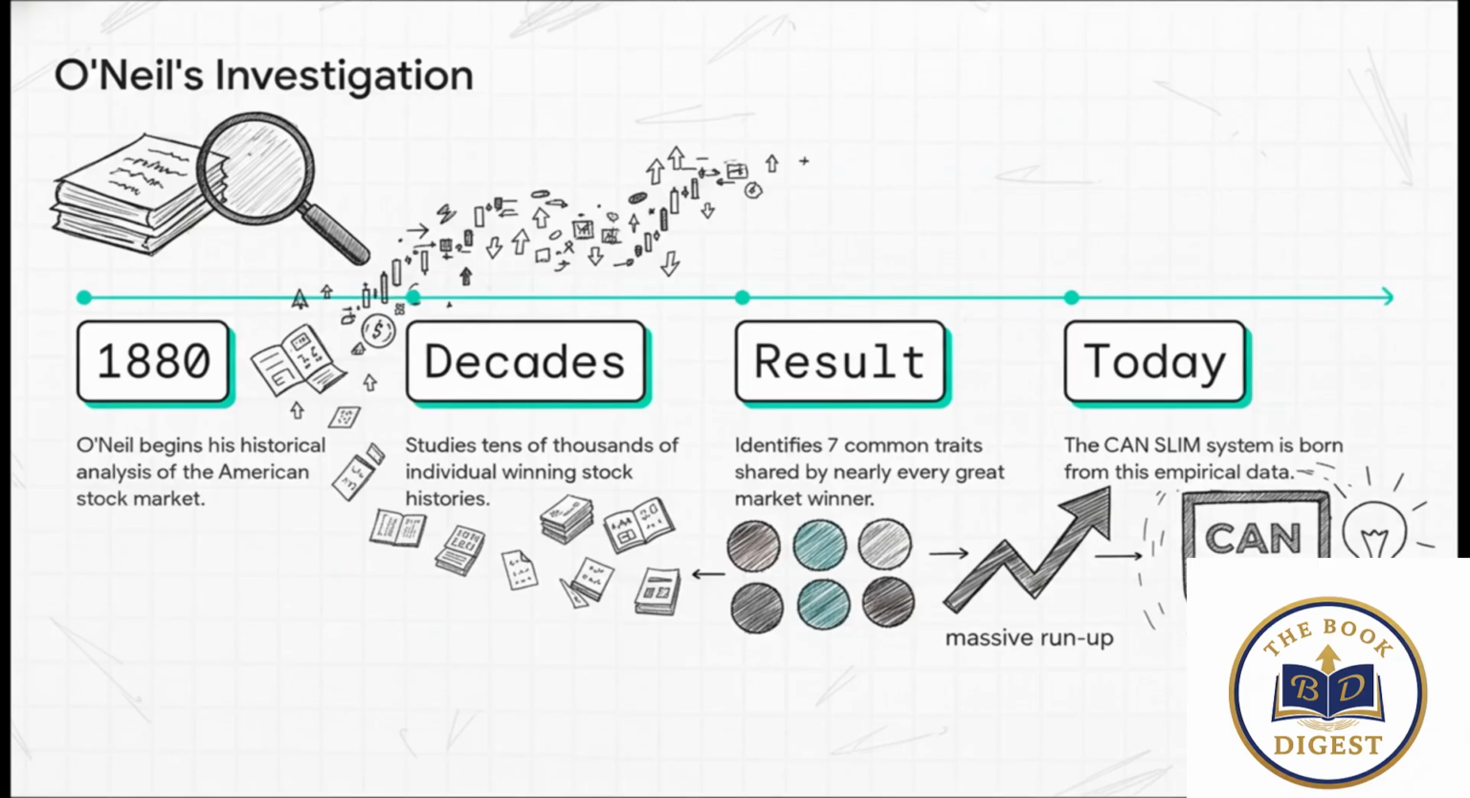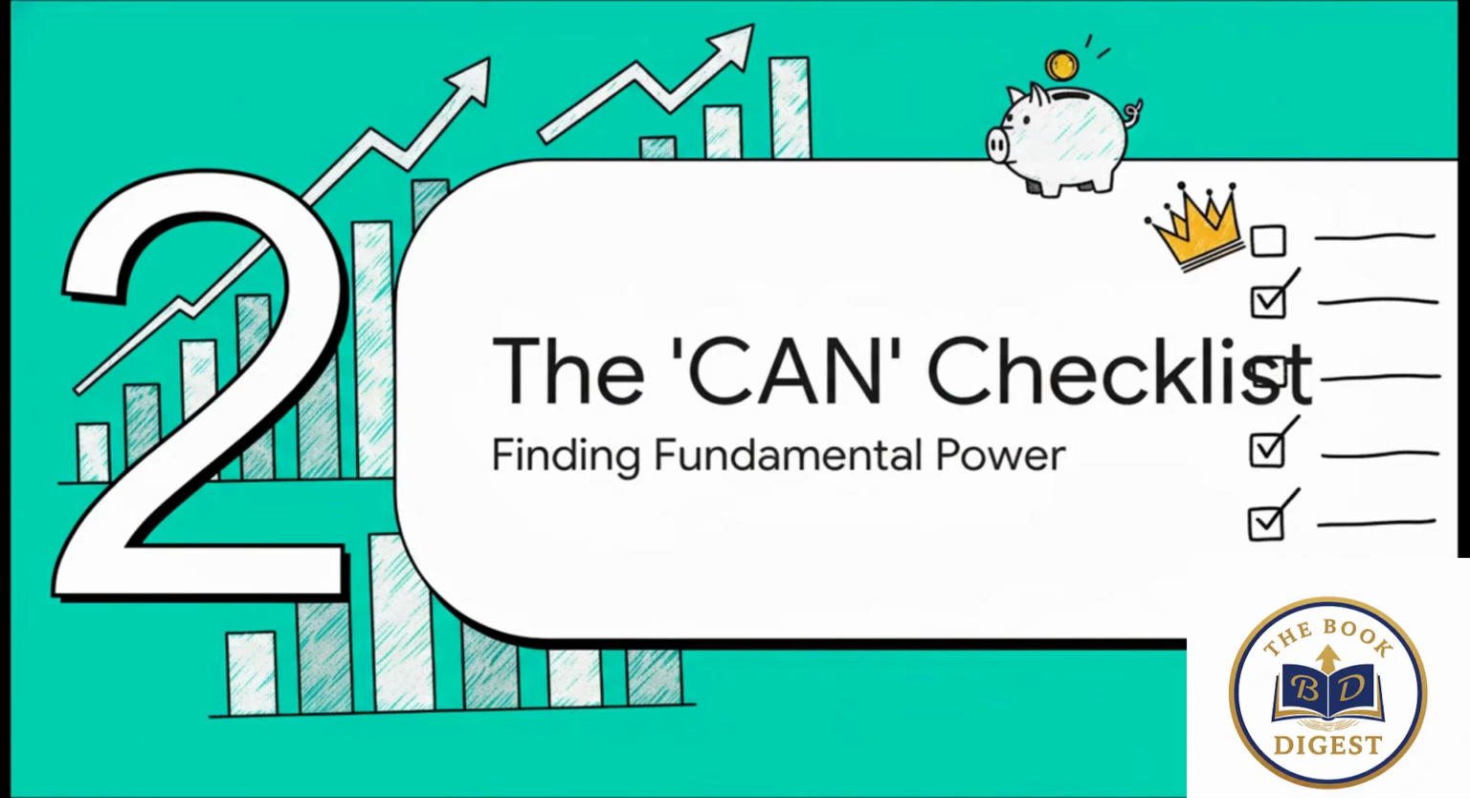I mean, this guy went back and crunched the numbers on over 100 years of stock market history. He wasn't interested in what should have worked in theory. He wanted to know what actually worked in the real world. And what he found was incredible. 7 common traits that nearly every single superstar stock had right before they took off. And that discovery leads us right into the CAN checklist.